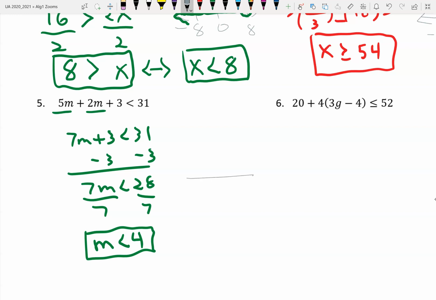Graphing this inequality. 0 in the center, 4, one number on the left-hand side. Open point because we lack the equal to. Shading to the left.